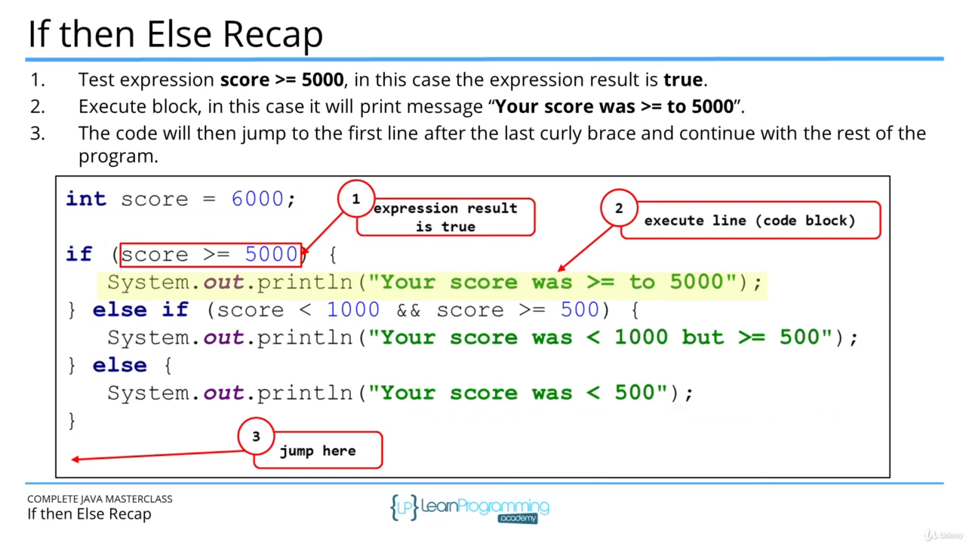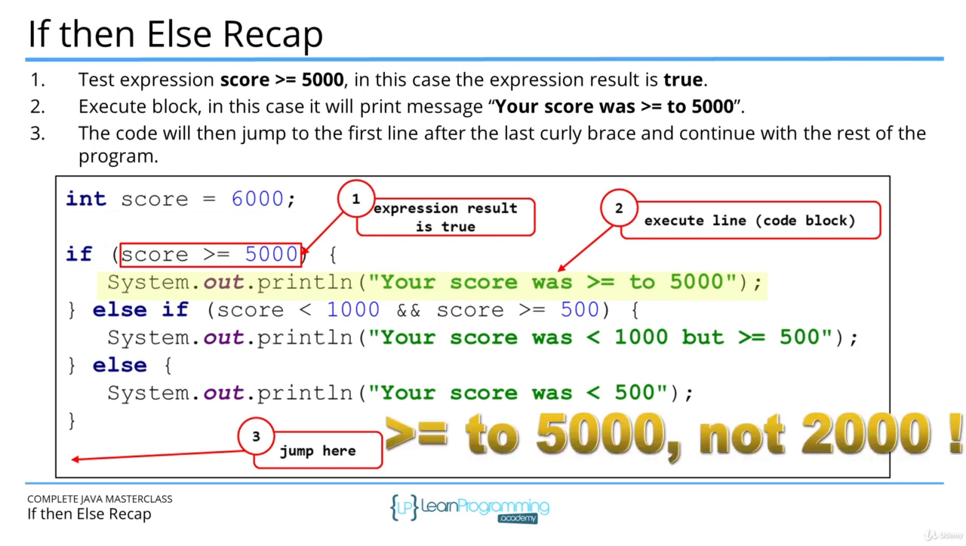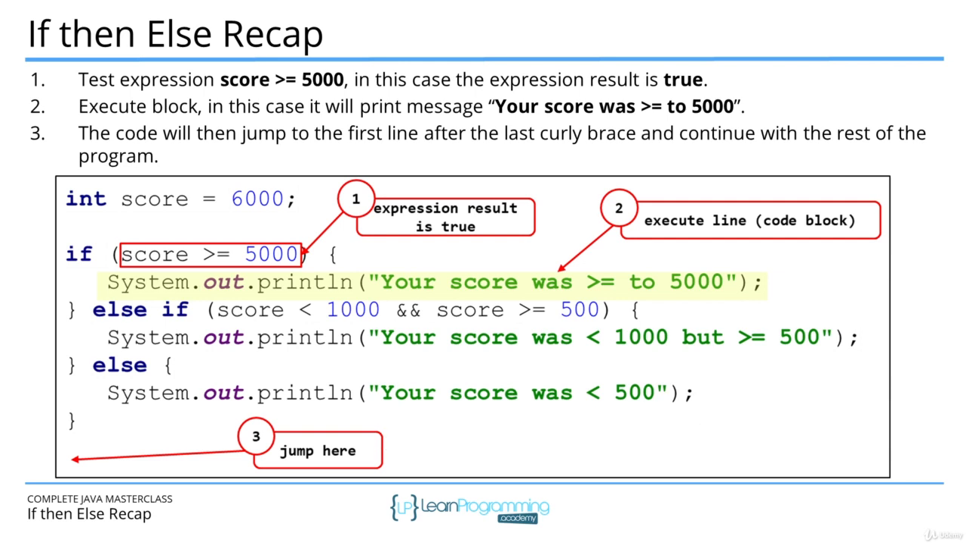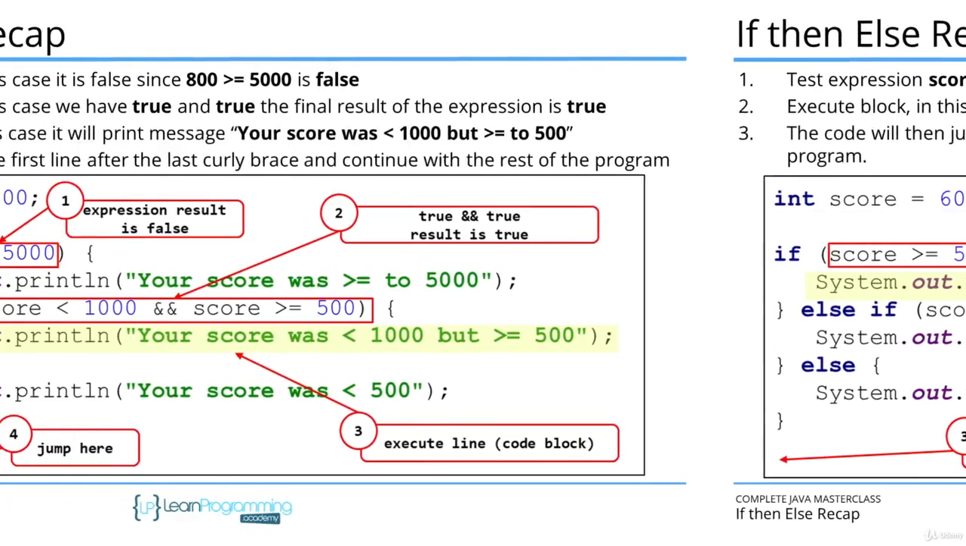So in that scenario, what's going to happen is the code block following will be executed, and you can see the 2 there pointing out to that. In this case, the output will print your score was greater than or equal to 2,000. When it's finished, the code will then jump to the first line after the last curly brace and continue with the rest of the program. So you can see it will effectively ignore the else component, because in this case the expression score greater than or equal to 5,000 was evaluated as true.